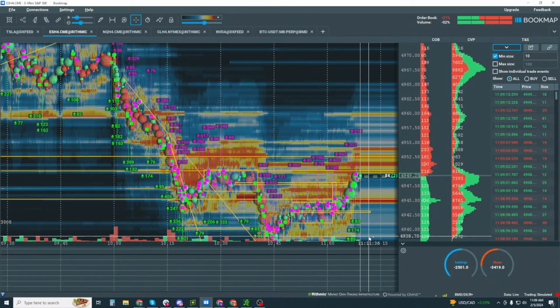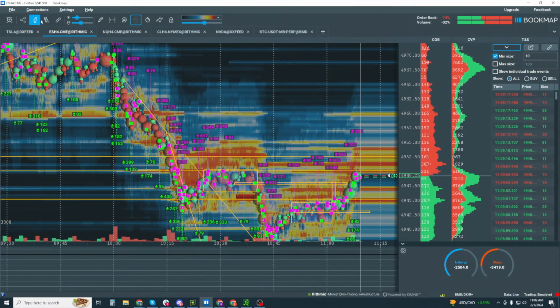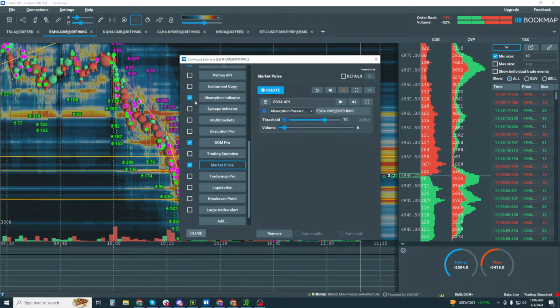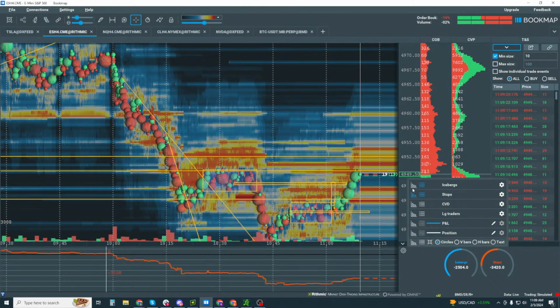All right, let's take a look at this bigger picture now in the ES and see what's going on. This is pretty nice buying in here, actually, in the bigger picture. I'm going to take the absorption off for now, and we'll also close the market pulse tool. Okay, and we'll look at stops and icebergs instead.